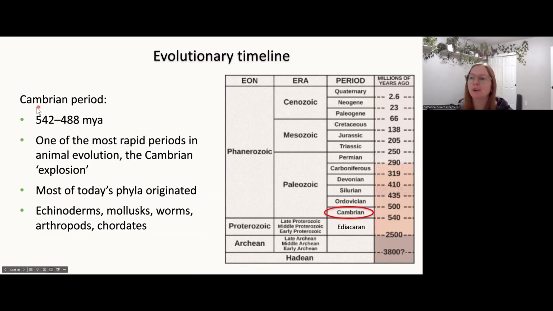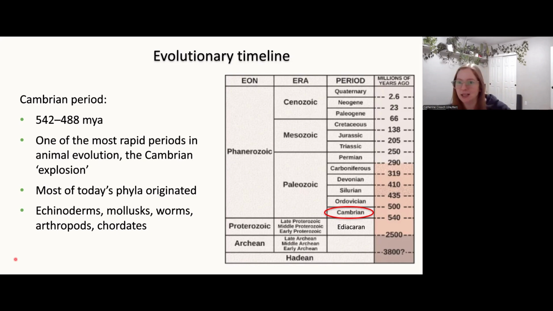Our Cambrian period was from 542 to 488 million years ago. And this is a really exciting period because this is one of our most rapid animal evolution periods. We say this is the Cambrian explosion because it just exploded with diversity of animals. Most of the phyla that we're accustomed to today originated in the Cambrian period.